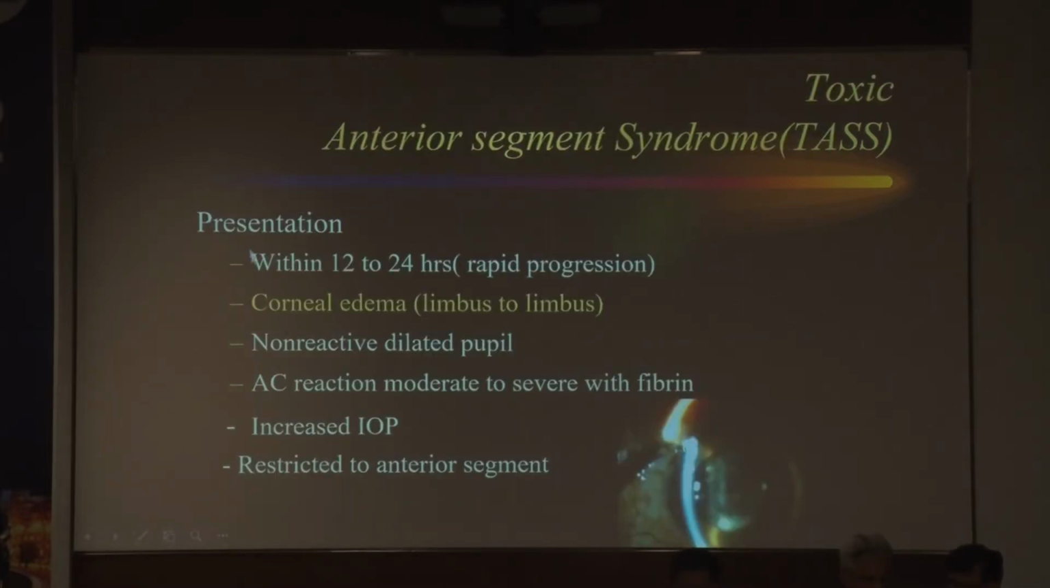TASS usually presents within 12 to 24 hours. There is a severe corneal edema, that is limbus to limbus. There is a dilated pupil. AC reaction is moderate to severe. There is high intraocular pressure, and the disease is restricted to the anterior segment.